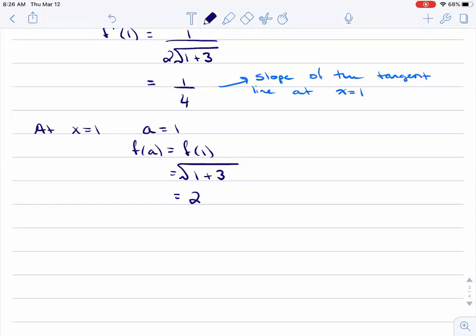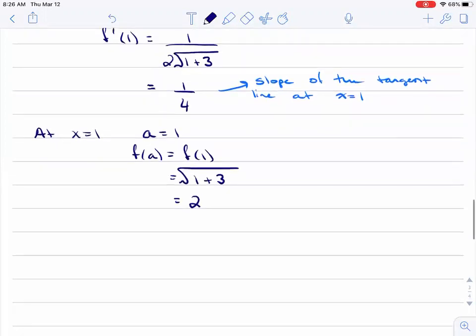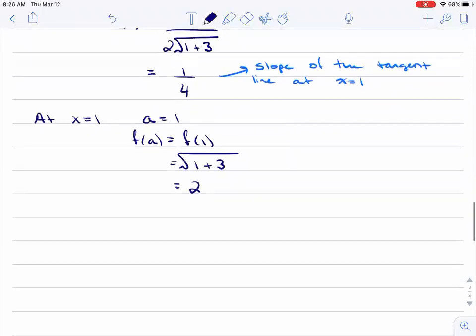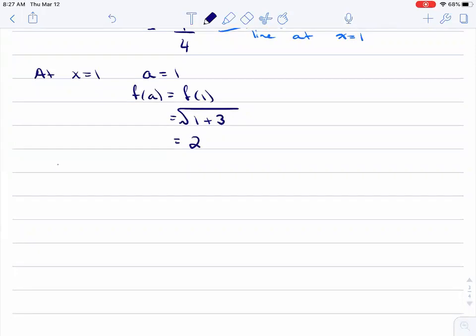Notice that so far, all of these things that we're calculating, we've been able to do in our heads. Of course, if we didn't have a calculator, we would probably be better at arithmetic. And the stuff that we're about to see is going to be a lot easier too, but that's okay. Okay, so we know the point is going to be 1, 2, and the slope is going to be 1 over 4.